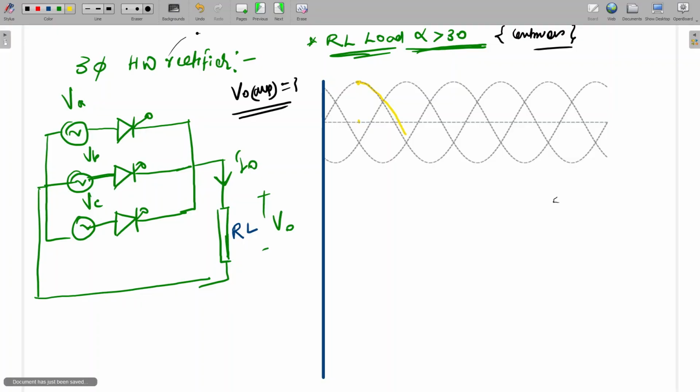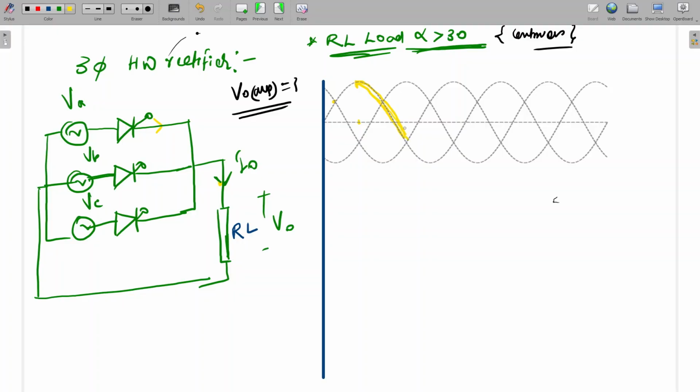It will conduct up to here. Since inductive current is there, that current will follow this path only. Initially current is following through this one. Since other thyristors are not triggered, before the other thyristor triggers, till then it will follow this path only. So this negative portion will also come in the output. Is it clear? See, alpha is equal to 60, here to here.